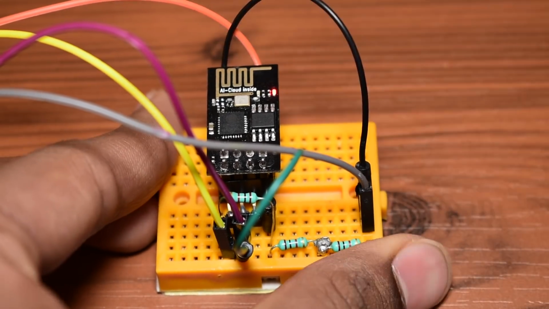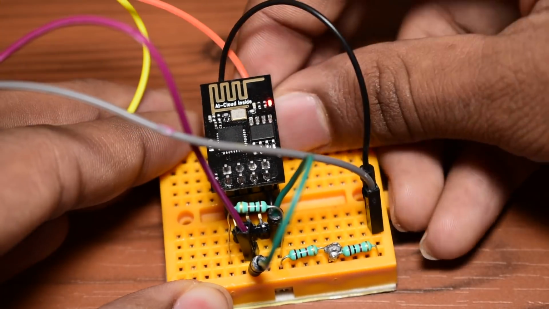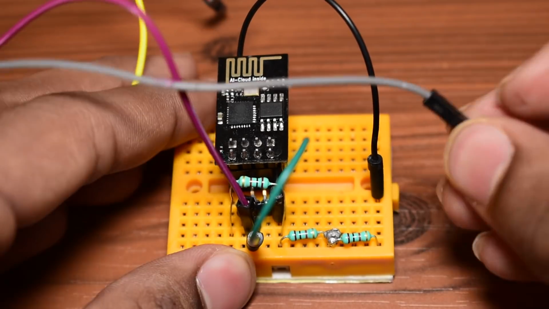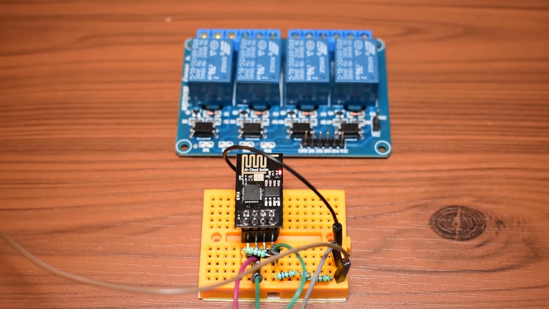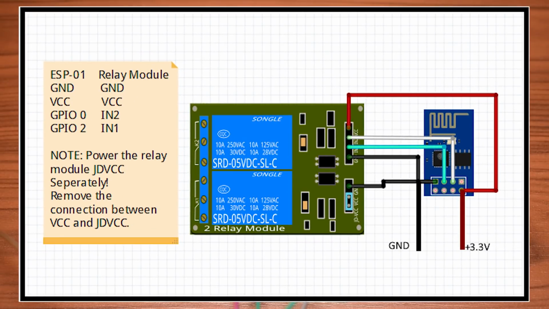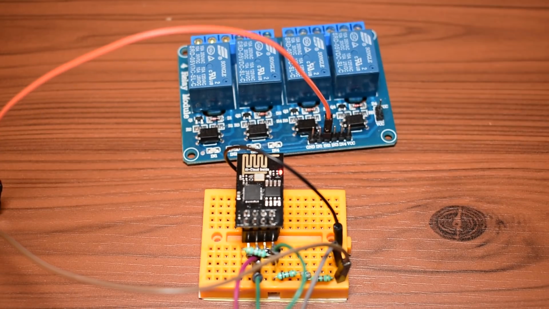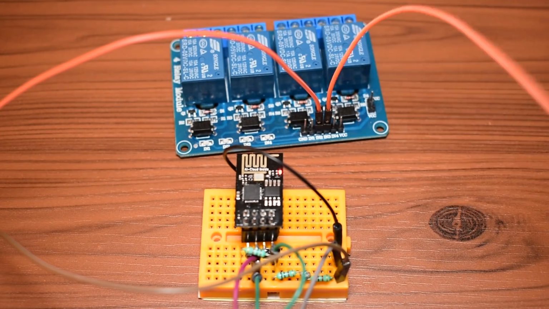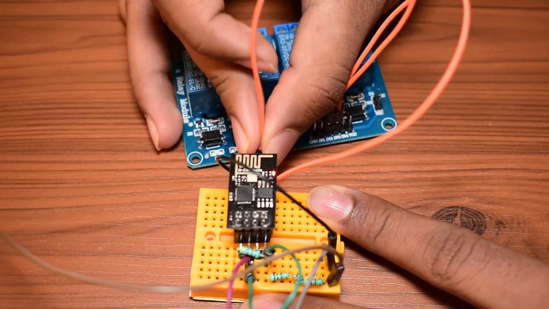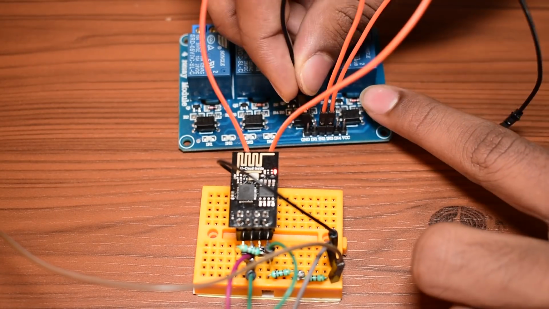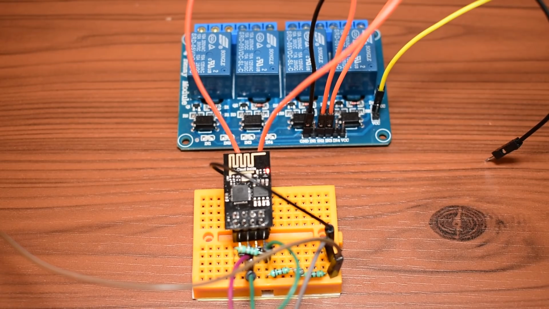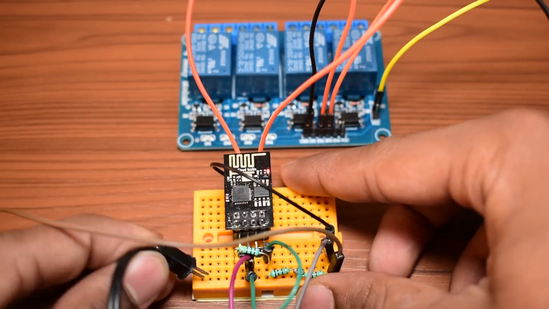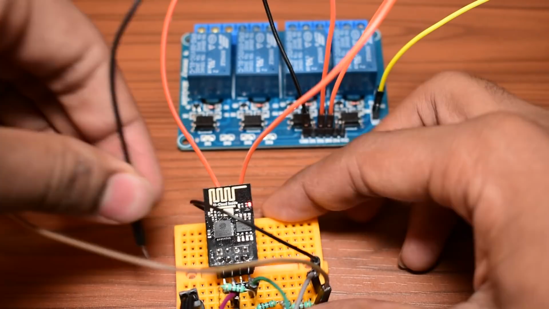Once it's done uploading, remove the serial adapter from the ESP01. Also disconnect GPIO0 to ground. Once that's done, start to wire the 2-channel relay to the ESP according to this diagram. Also, make sure to power the JD-VCC of the relay with a separate power supply.